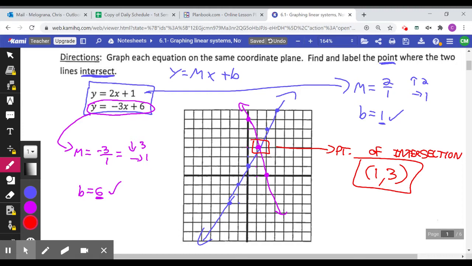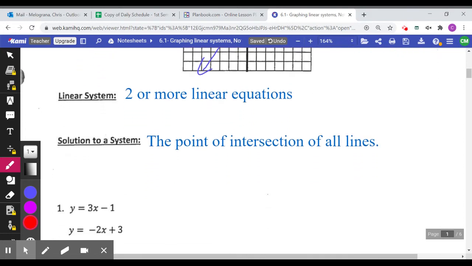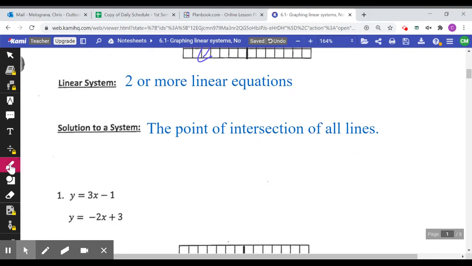All right, so to kind of sum up what we just did, you can take this down in your notes. We just solved a linear system. And a linear system, this is just two or more linear equations. You could have 3 lines, you could have 4 lines. You want to see where all those lines intersect. In our case, we're really just dealing with 2. Now, what's the solution? How do you solve a system? All right, it's just the point of intersection, which we just found with that 1, 3. That was the point of intersection there.